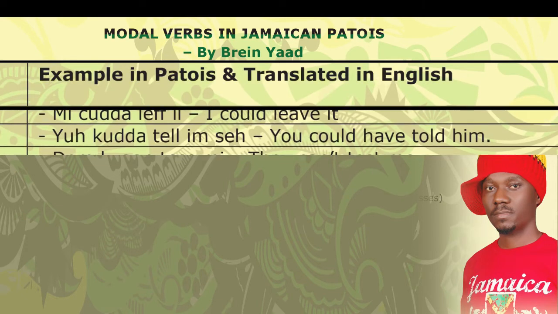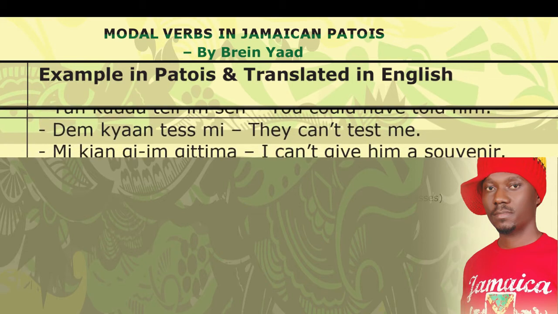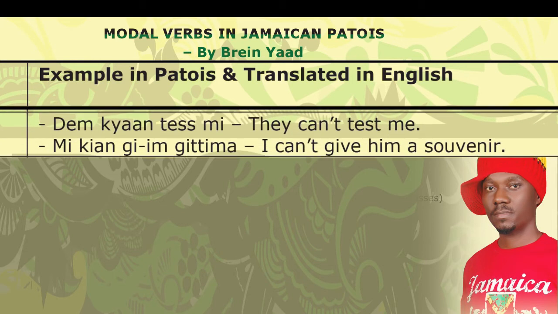So in this particular example, we say them can't test me, meaning they can't test me. They can't try me. They can't fool with me. Them can't test me.